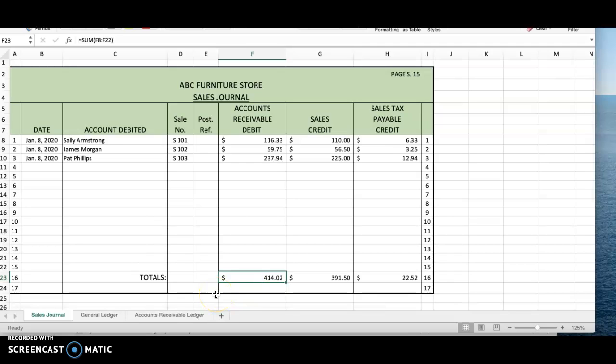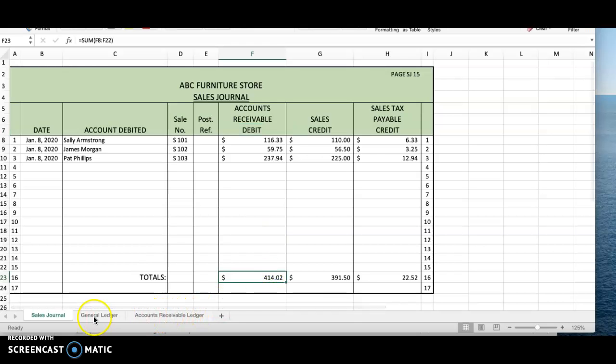So at the bottom, 414.02 will be posted to the accounts receivable on the debit side. And again, we're making sales on account, which means people are charging things. They owe us more money. That becomes an asset. Accounts receivable is an asset account. Increases are shown on the debit side. That's why this column is called accounts receivable debit.